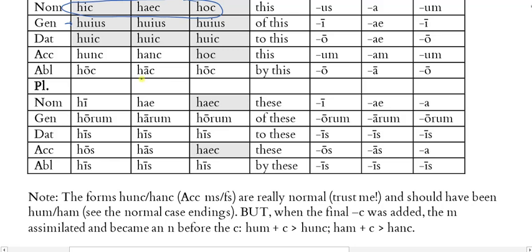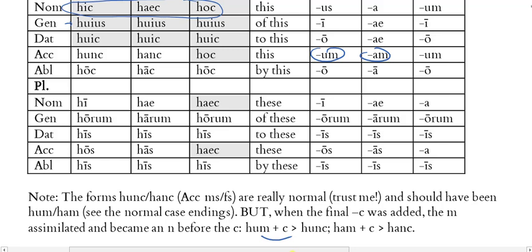You may look at that and go, that doesn't look normal. But trust me, these are normal. Should have been hum and hum. Remember our normal case endings, and here we should have had hum and hum, but the final C was added. And when that happened, I have something that's difficult to pronounce. Hum followed by a C creates a difficult combination.